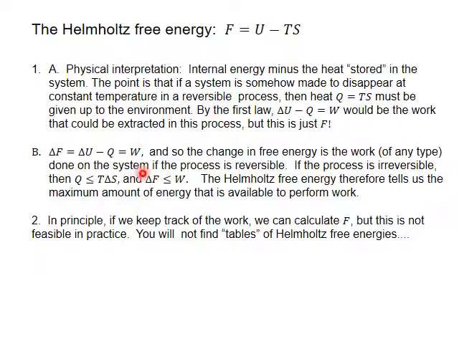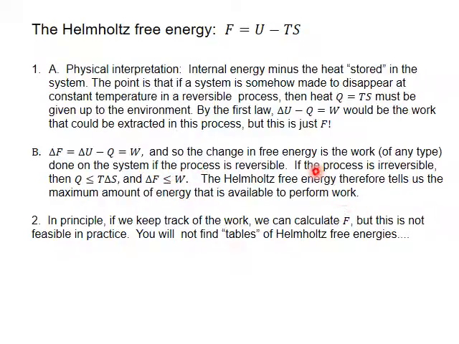Once again, we can stick this into the first law. All right, delta F is basically delta U minus Q, that's work. So the change in free energy is the work of any type done on the system if the process is reversible. Schroeder is a little bit more careful. He covers the irreversible case, in which case Q, the amount of heating, is less than or equal to T delta S, and delta F is less than or equal to the total amount of work.